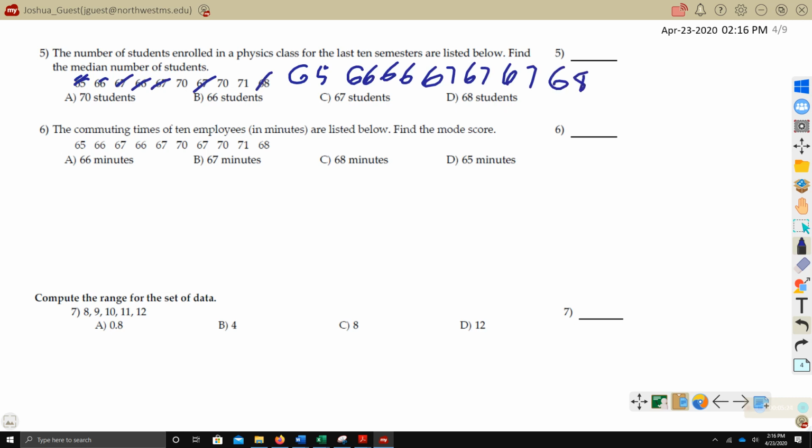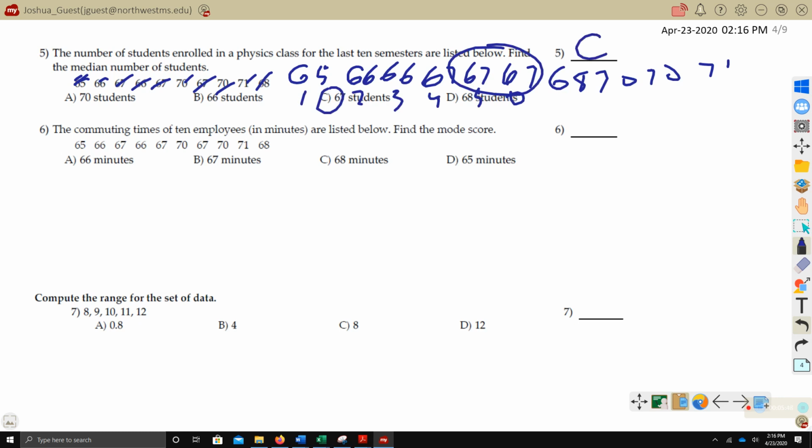And then we have 2 70s, right? And then a 71. So that should be 10 of them. So 1, 2, 3, 4, 5, 6, 7, 8, 9, 10 of them. So we say 1, 2, 3, 4, 5, 6. It's the average of those two, which happens to be exactly 67, which is C.